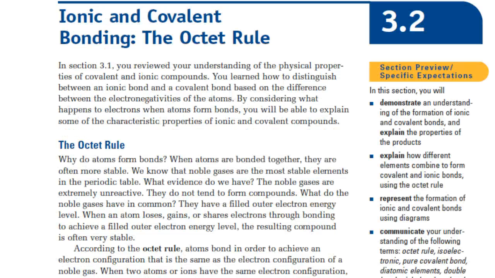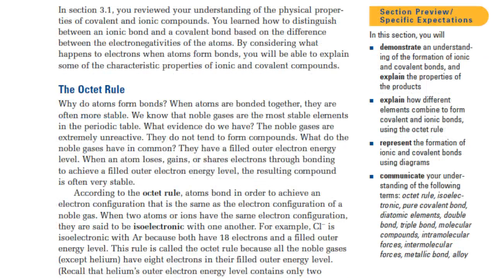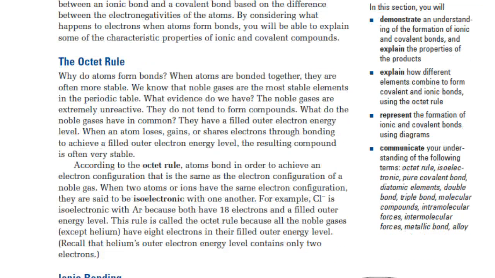Next we have section 3.2, the octet rule, and in this case atoms bond together so that they can get an electron configuration that's the same as that of a noble gas. So their goal is to fill up their outer shell. And a key term here that pops up is whenever you've got atoms that have that outer electron configuration that is the same as that of a noble gas, it's isoelectronic. So that's a key term that you definitely need to understand.